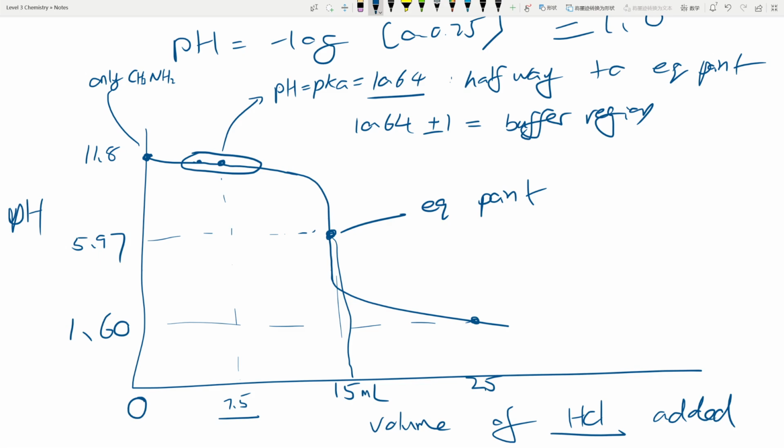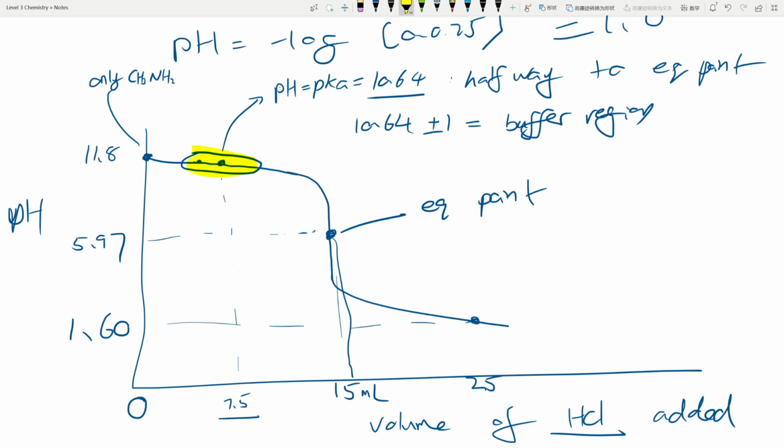As you can see, within this region, this is a buffer region, and this is what I meant. You can have 6 mils, 5 mils, 8 mils, even 9 mils. Your pH is going to be within the buffer region, so you calculate it that way. Okay, so this is what a titration curve looks like. I mean, it's not to scale, but you get the idea. That's what a titration curve looks like. And if you follow my method, you will get this right.